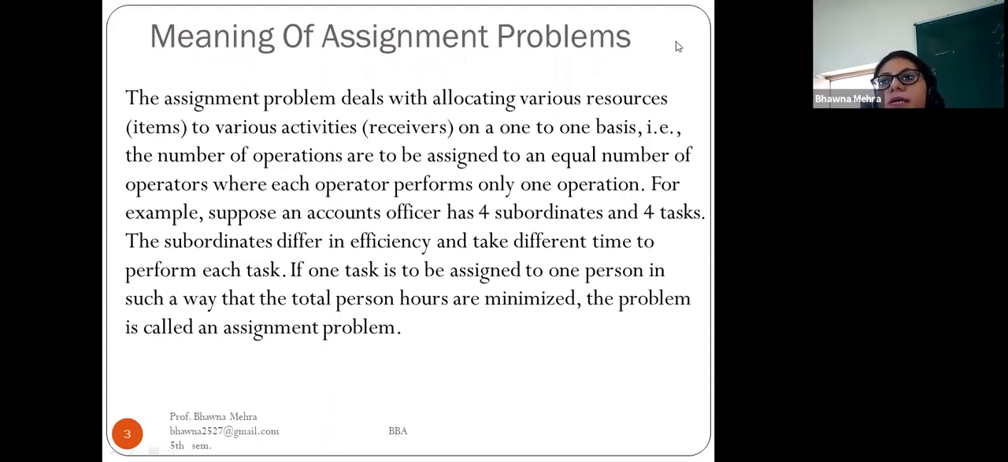The assignment problem deals with allocating various resources or items to various activities, to receivers or to subordinates, one task to one person. So a number of operations are to be assigned to an equal number of operators, where each operator performs only one operation at a time. Suppose an accounts officer has 4 subordinates and 4 tasks. The subordinates differ in efficiency and take different times to perform each task. If one task is to be assigned to one person in such a way that the total person hours is minimized, this is known as the assignment problem.